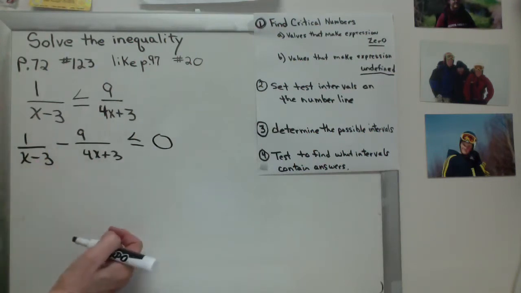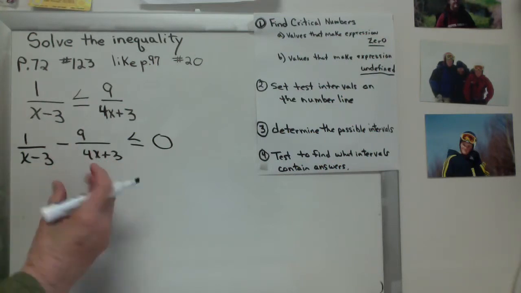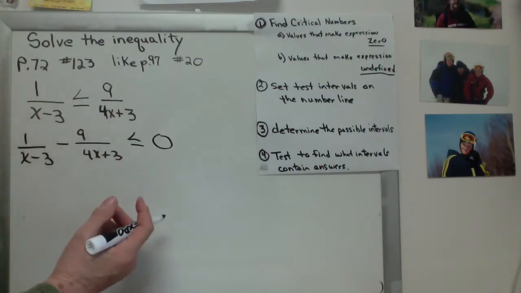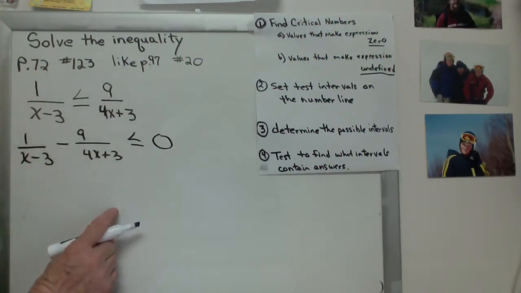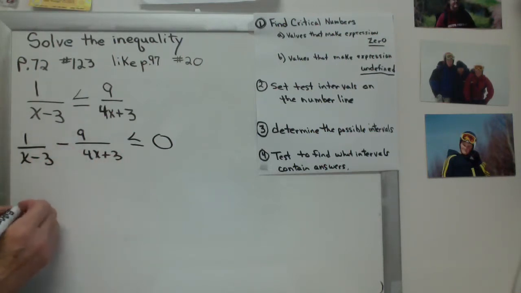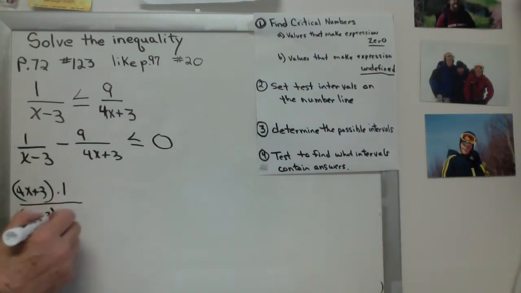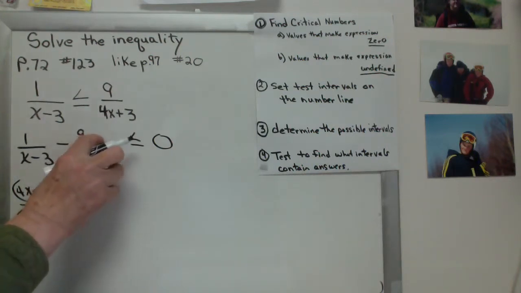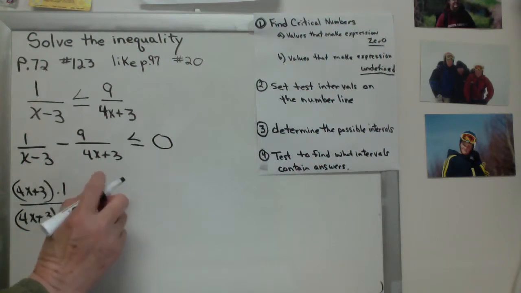Now notice I have two fractions. To solve this, I need to get the problem to be one fraction, and then I can look at it and find the critical numbers. Well, to get one fraction, I need a common denominator, which would be both of these things together. So on the first one, I'm going to multiply the top and the bottom by 4x plus 3: 4x plus 3 times 1, 4x plus 3 times x minus 3. On the next fraction, I'm going to multiply the top and the bottom by x minus 3.